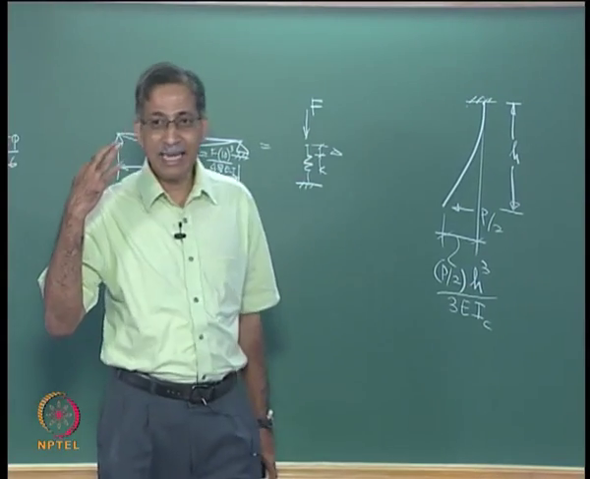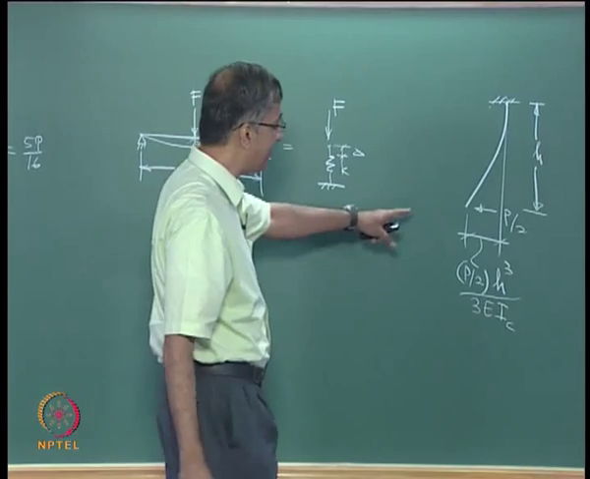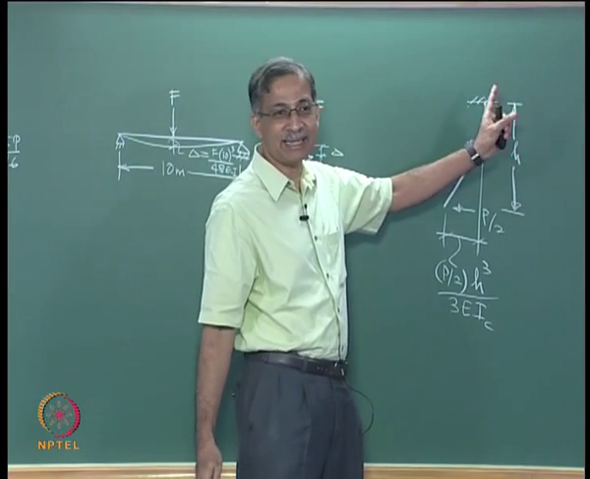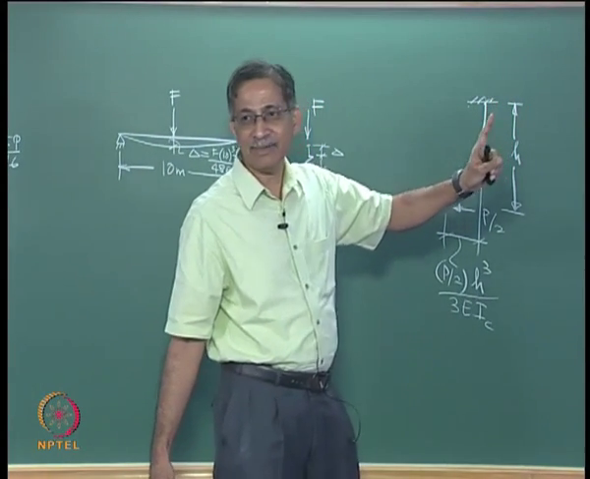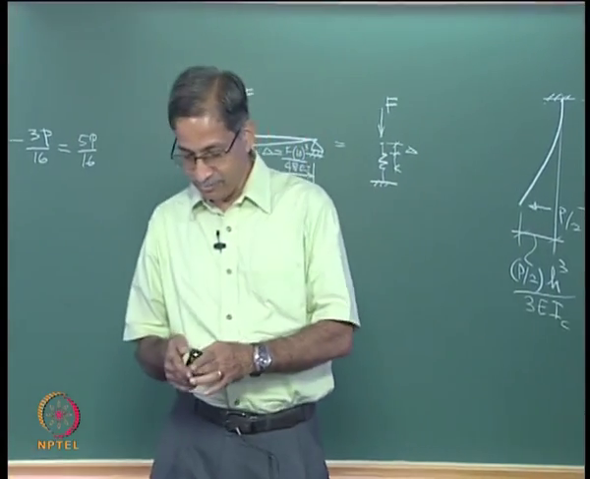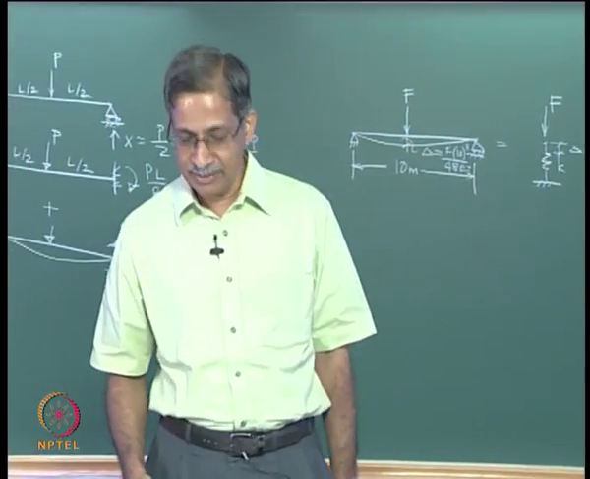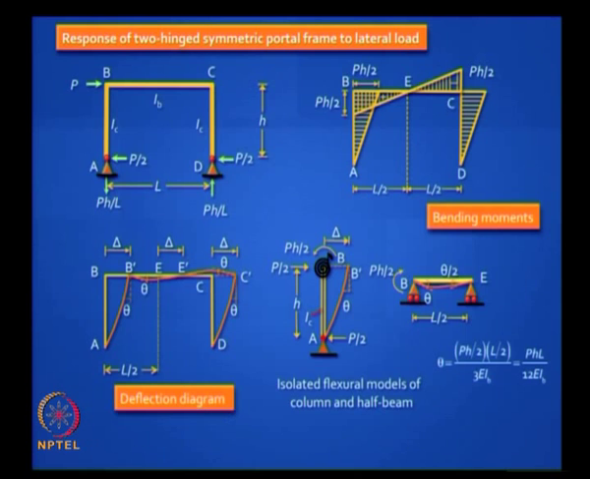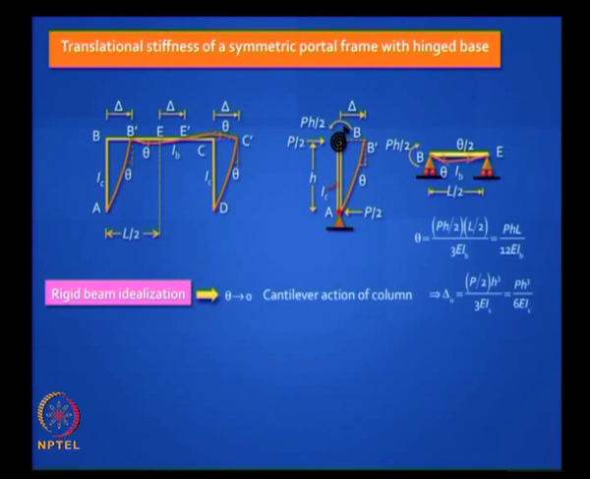You must be alert. Whenever you see a deflected shape like this, it should remind you it is like a hung cantilever. Is it clear? And the formulas are there to help you. So it is not that tough. You must develop the ability to write this down.